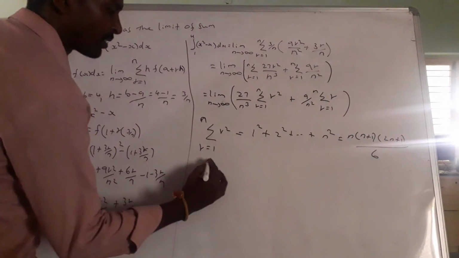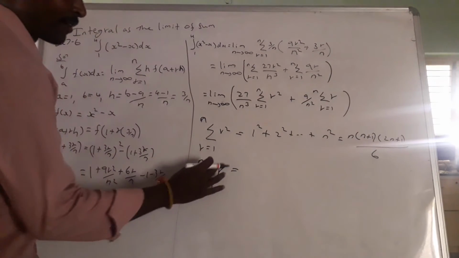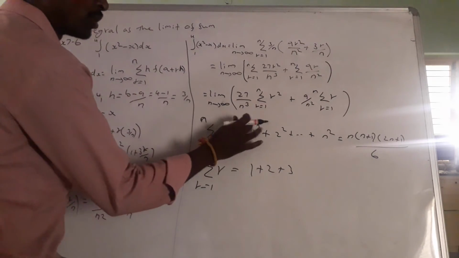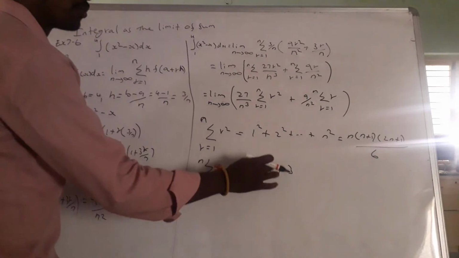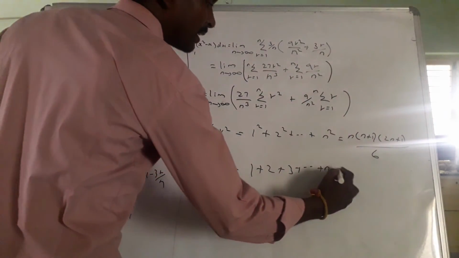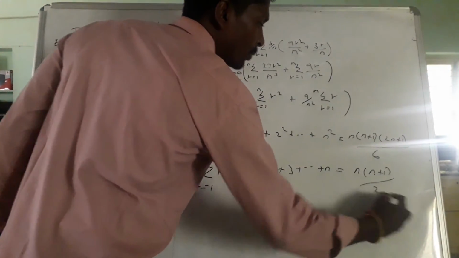Likewise, we have the summation over r equal to 1 to n of r. Instead of r, substitute 1, 2, 3. Here squared is there, so 1 square, 2 square, up to n square. For the cube, 1 cube, 2 cube, 3 cube up to n cube. And for r, the sum of natural numbers is n into n plus 1 by 2.